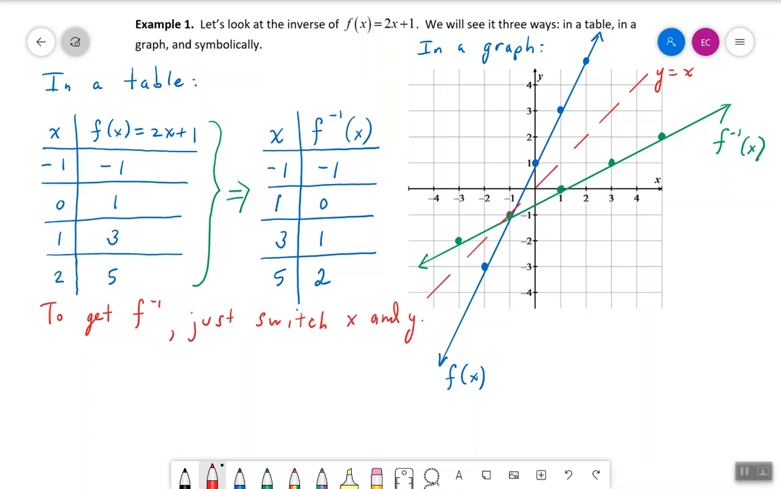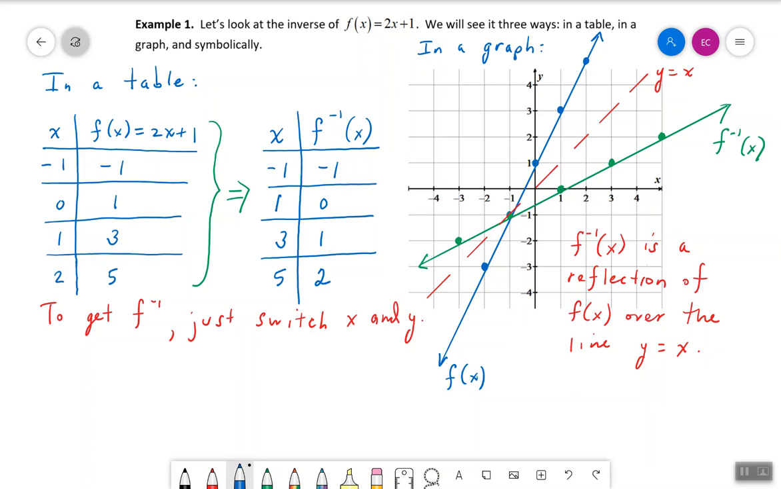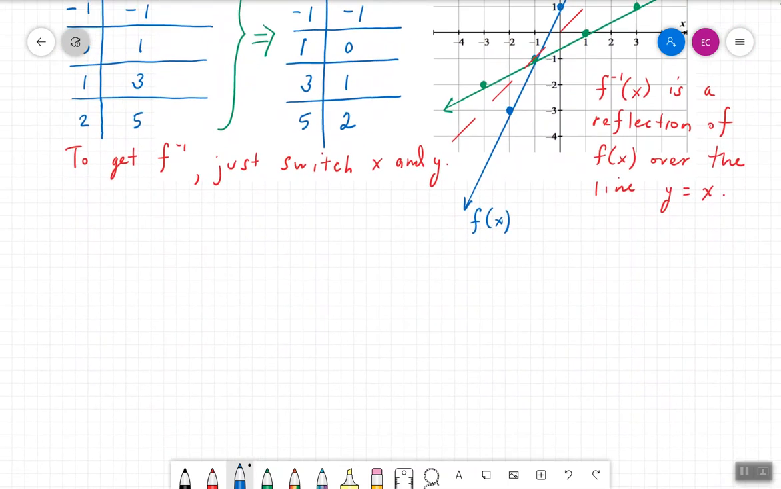Okay, so the big observation is f inverse is a reflection of f of x over the line y equals x. We want to remember that. And then one more thing, right? So we've seen the inverse in a table, we've seen it in a graph, and now let's see it symbolically.